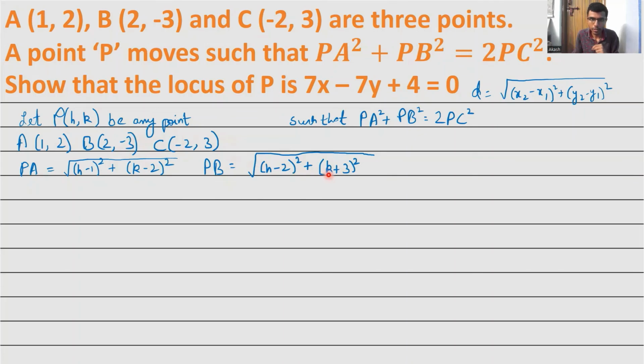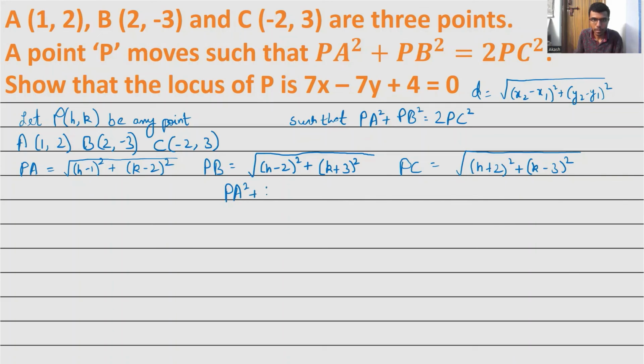Okay, I told you, I'm going to take k as x2, so x2 minus x1, that means k minus of minus 3, so it will be k plus 3 whole square. Be careful here, you could make a mistake. And then similarly PC is nothing but equal to under root of h minus of minus 2, so this would be h plus 2 whole square plus k minus 3 whole square. Now just put down the equation again.